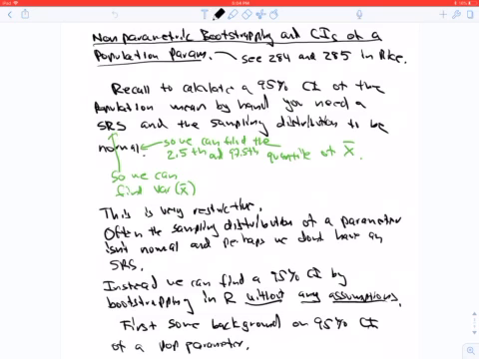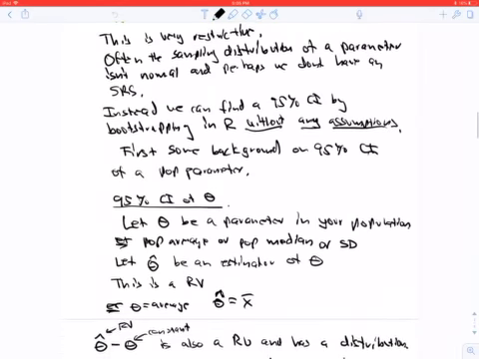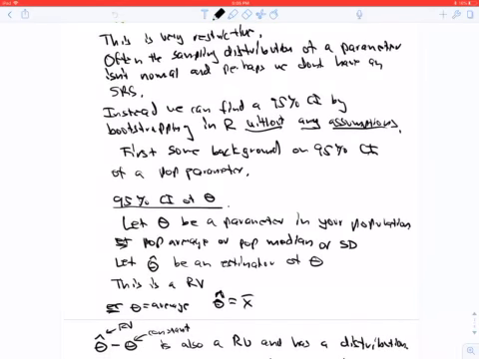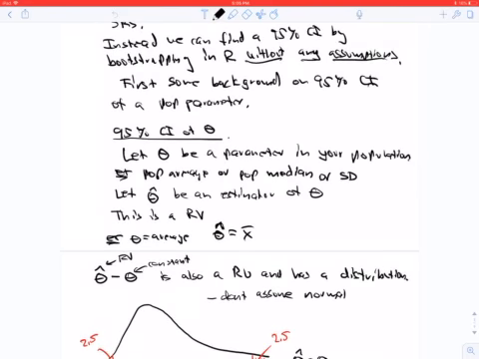So recall that to calculate a 95% CI of the population mean by hand, you need an SRS so that we have a formula for the variance of x bar, and the sampling distribution needs to be normal so that we can find the 2.5th and 97.5th quantile of x bar. Well, this is very restrictive. So often the sampling distribution isn't normal, and perhaps you collected your sample a different way. So we're going to do this using R.